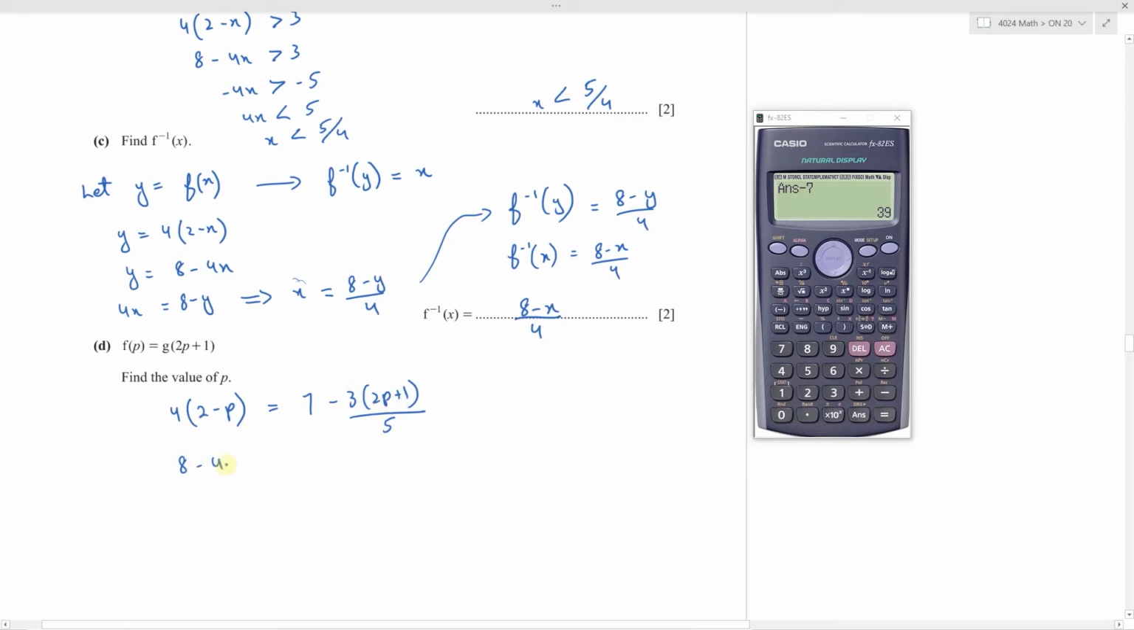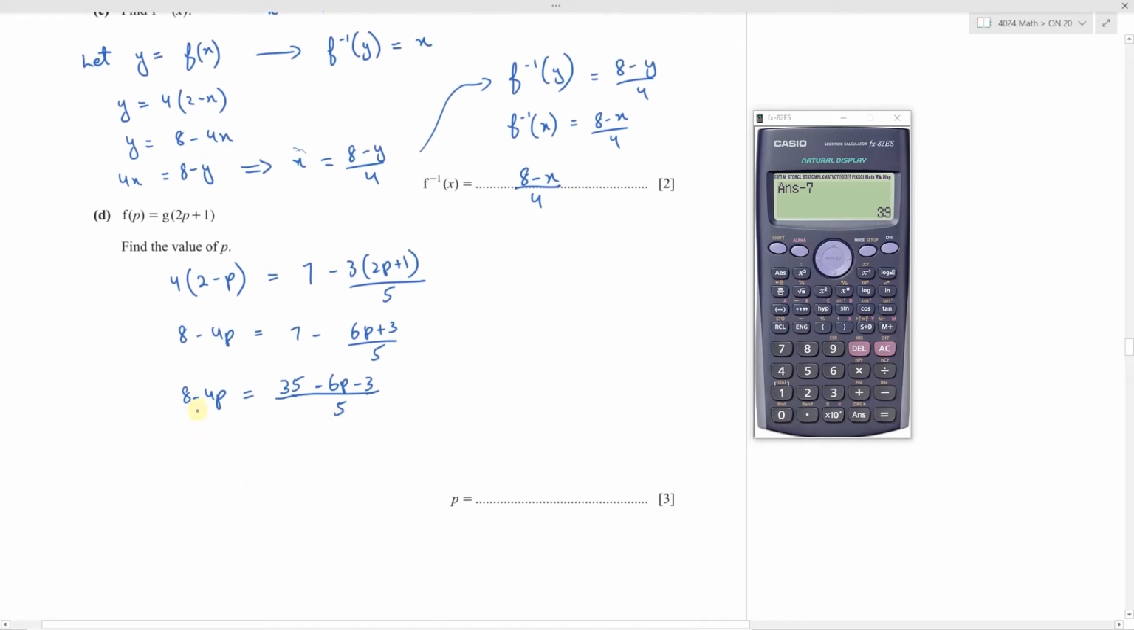This will be 8 minus 4p equals 7 minus, if I open the bracket, I will get 6p plus 3, over 5. Let's take the LCM on this side. I'll get 8 minus 4p equals, LCM will be 5, so this 7 will be multiplied by 5 as well. So I'll get 35. And then this minus will be used here for 6p as well as for plus 3. So plus 3 will become negative as well. Minus 6p minus 3.